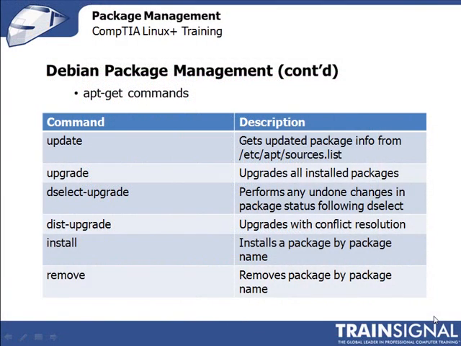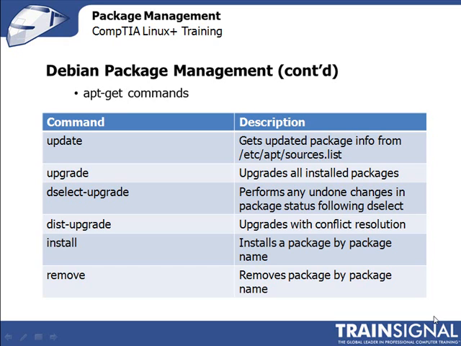The apt-get utility, or apt-get, is another tool that lets you easily install, upgrade, or otherwise manage packages. Now where it differs from dpkg is that it automatically resolves dependencies, making installation much easier. The commands that can be used with apt-get are listed here on the screen.